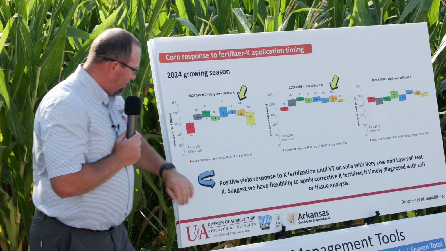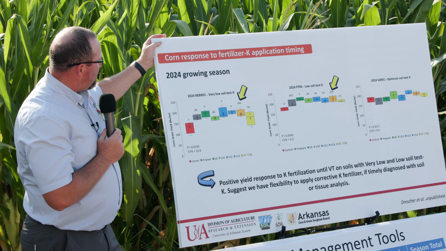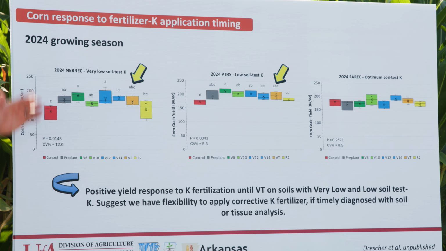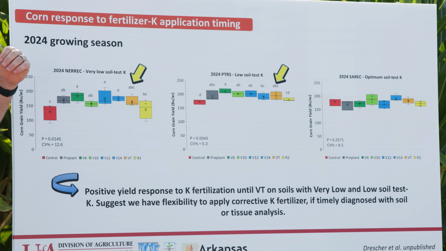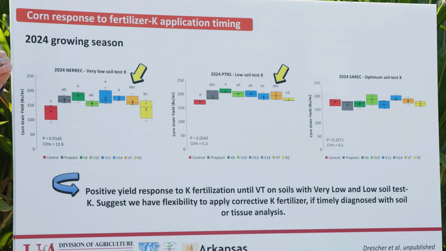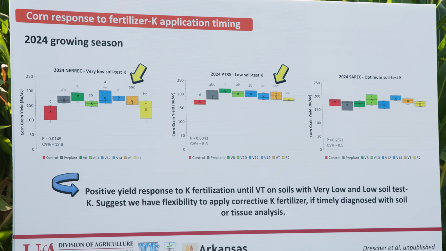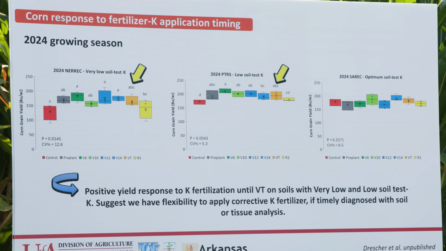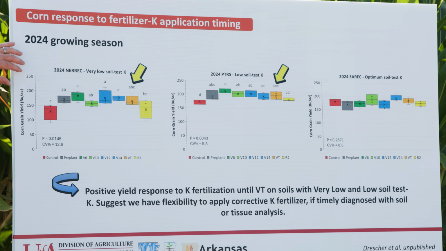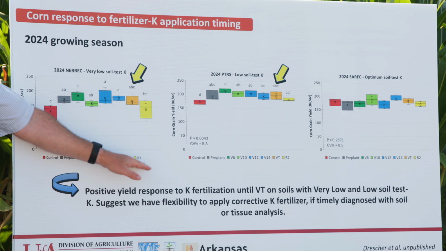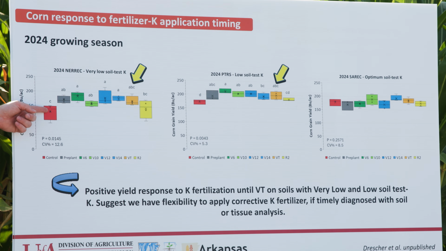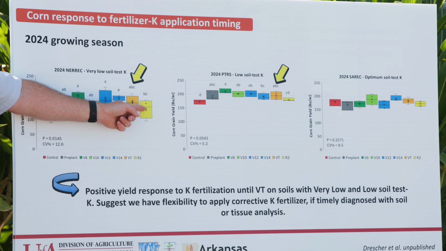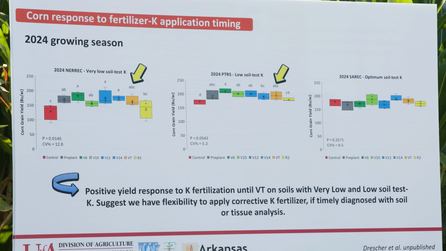One of the last things that I'll talk about here real quick is just our corn response to fertilizer K application timing. If you think about one of those first graphs I showed you about the window of opportunity for applying potash in soybean, this is the work to develop that same curve for corn. If you look across here, we just have corn grain yield and these different application times with essentially our untreated and then V6 through very late season R2 applications going from left to right.